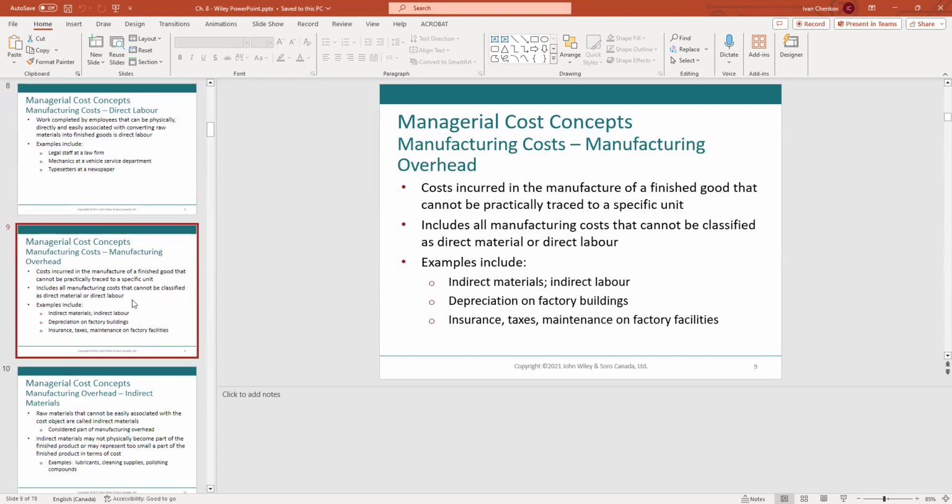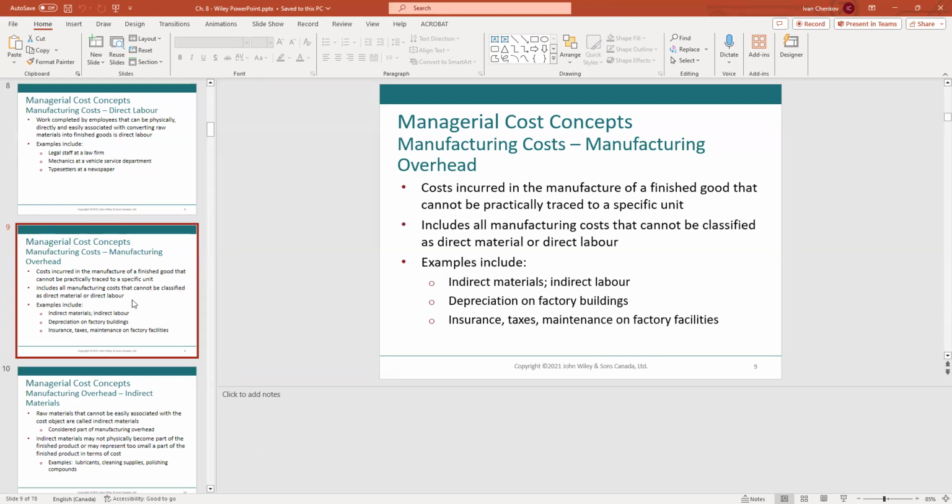Now, once we have direct material and direct labor, we need one more cost in order to complete our product. That will be manufacturing overhead. For every product that we're going to produce, yes, we're going to have direct material which can be easily traced to the product. Yes, we're going to have direct labor which can be easily traced to the product. But we're also going to have materials and labor that we cannot easily trace to the product, but which are part of the product.